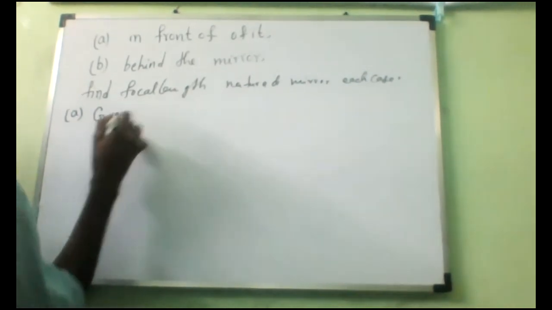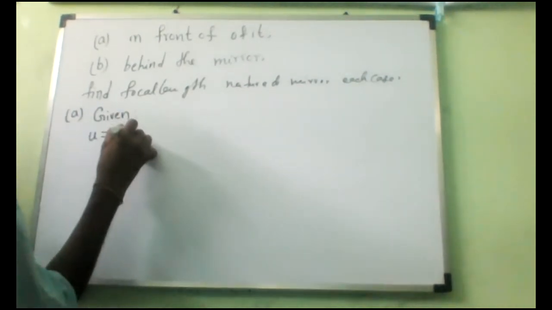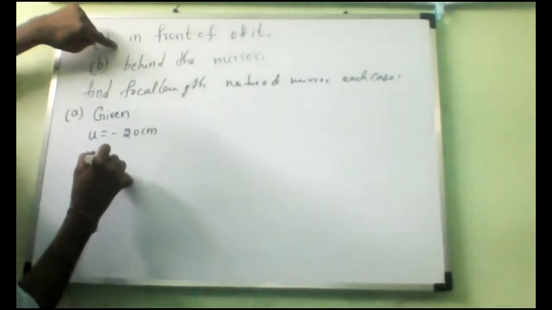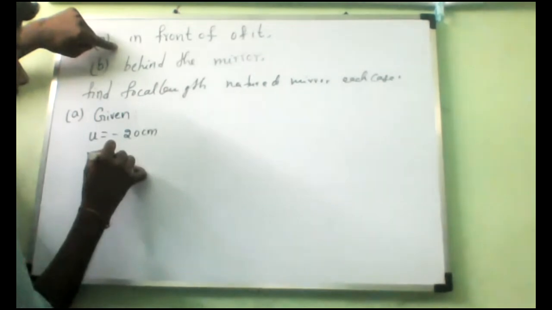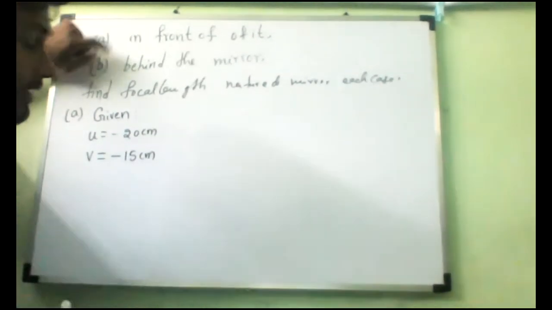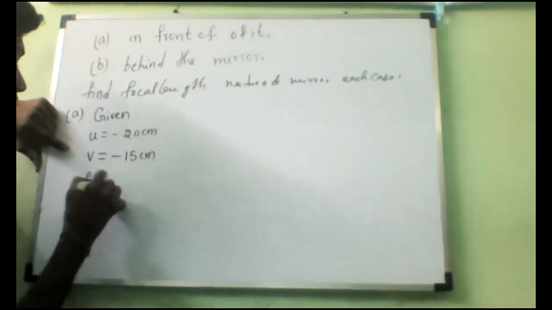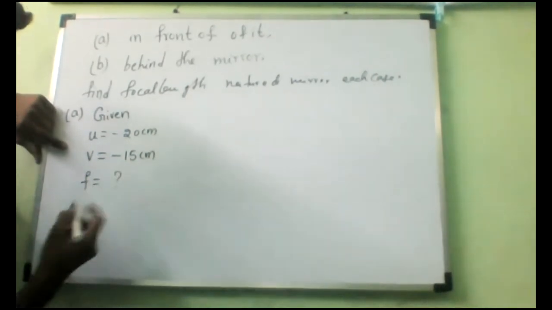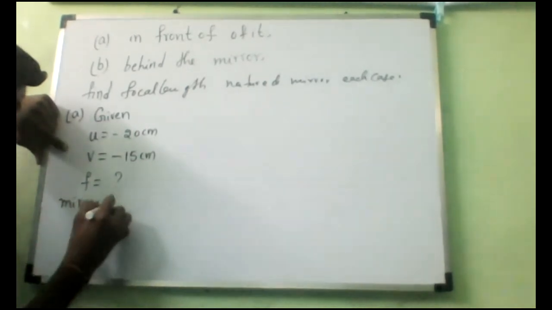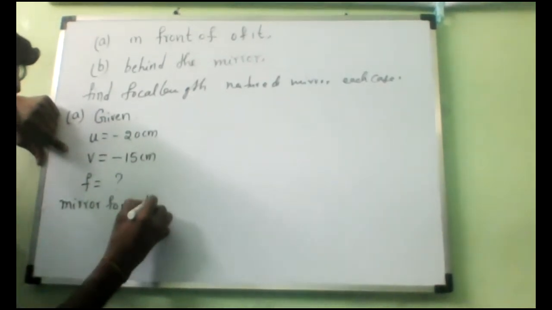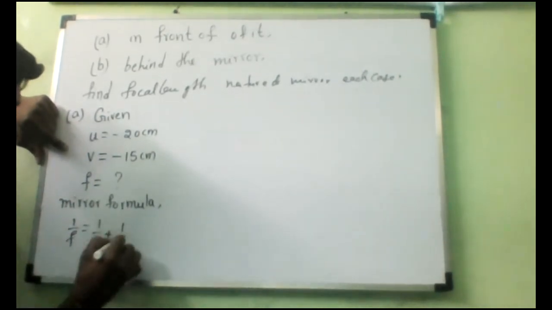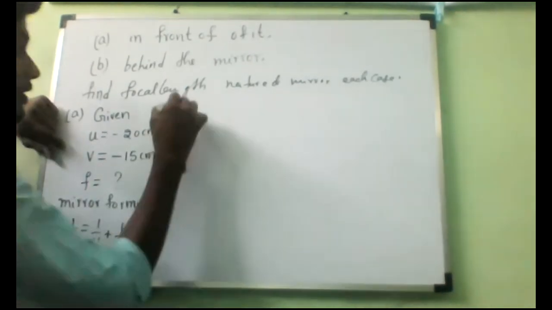Given object distance U is equal to minus 20 centimeter. In front of it means image distance is minus 15 centimeter. Is it yes or no? Focal length we should find. F is equal to how much? What is the formula? Mirror formula: 1 by F is equal to 1 by V plus 1 by U. All of you substitute it. No need to wait for me.